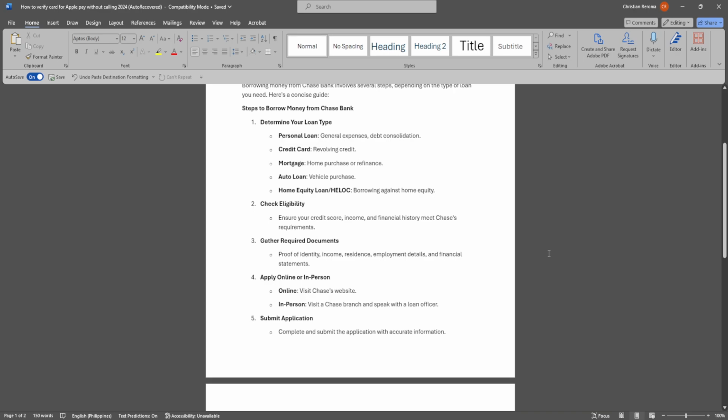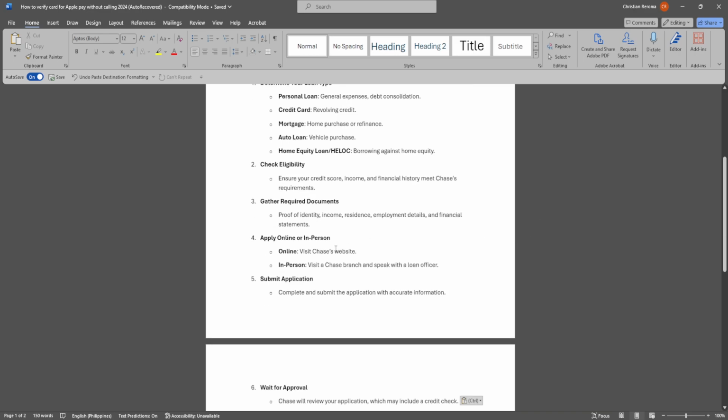Now gather the required documents. You need the proof of identity, income, residence, employment details, and financial statements. Now apply online or in person. First, online: visit Chase's website. Or in person: visit a Chase branch and speak with a loan officer.